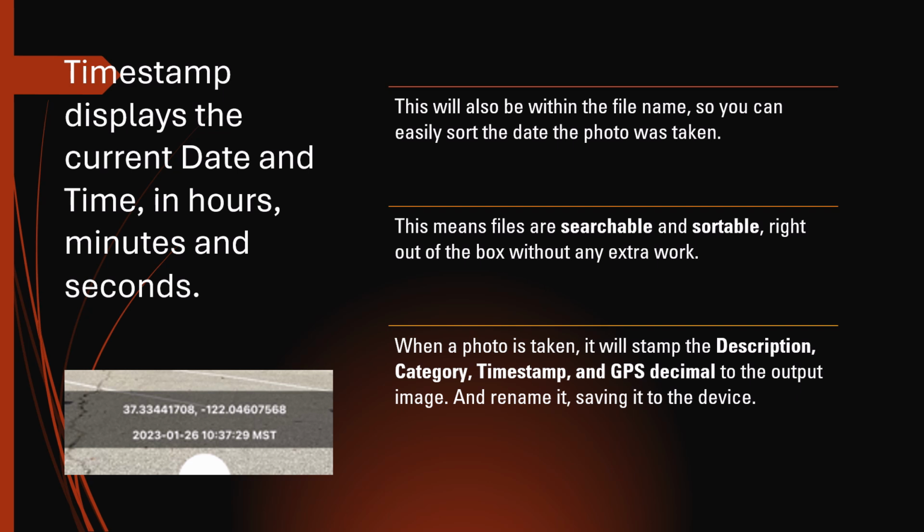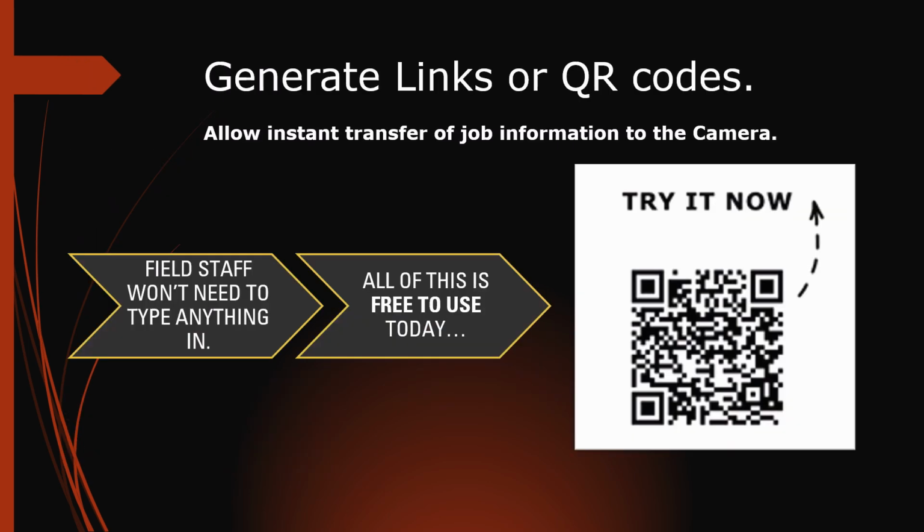When a photo is taken, it will stamp the description, category, timestamp, and GPS decimal to the output image, and rename it, saving it to the device. You can also generate links or QR codes for field staff to allow instant transfer of job information to the camera. This means your field staff won't need to type anything in. All of this is free to use today.